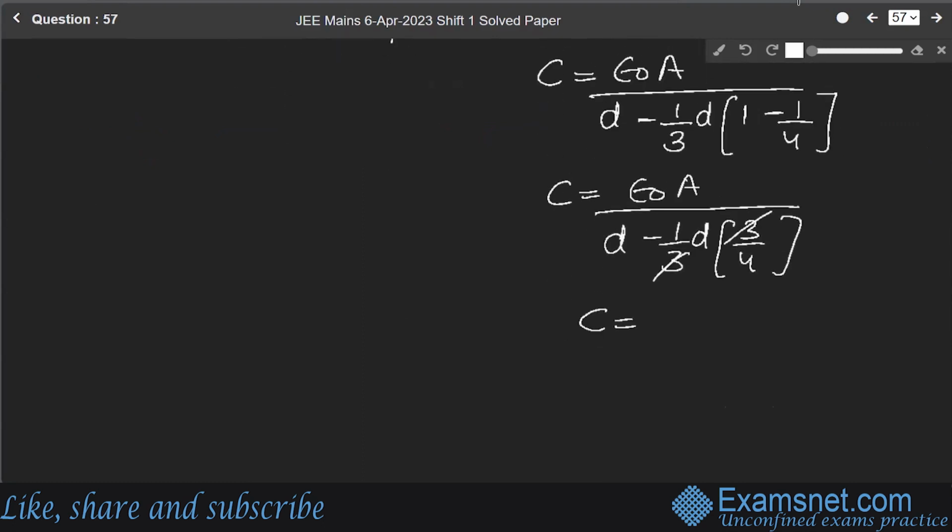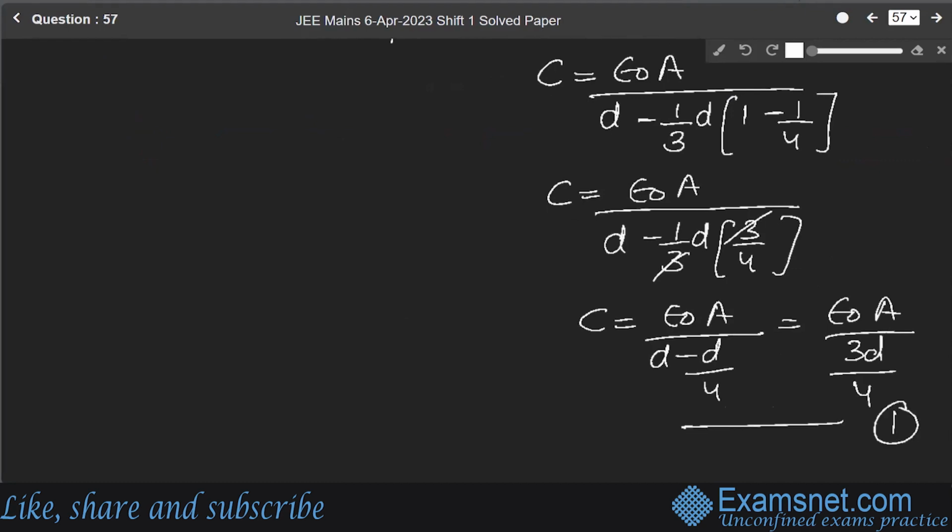It will become C equals epsilon naught A over (D minus D by 4), which equals epsilon naught A over 3D by 4. Okay, this is, let us say, equation number 1.